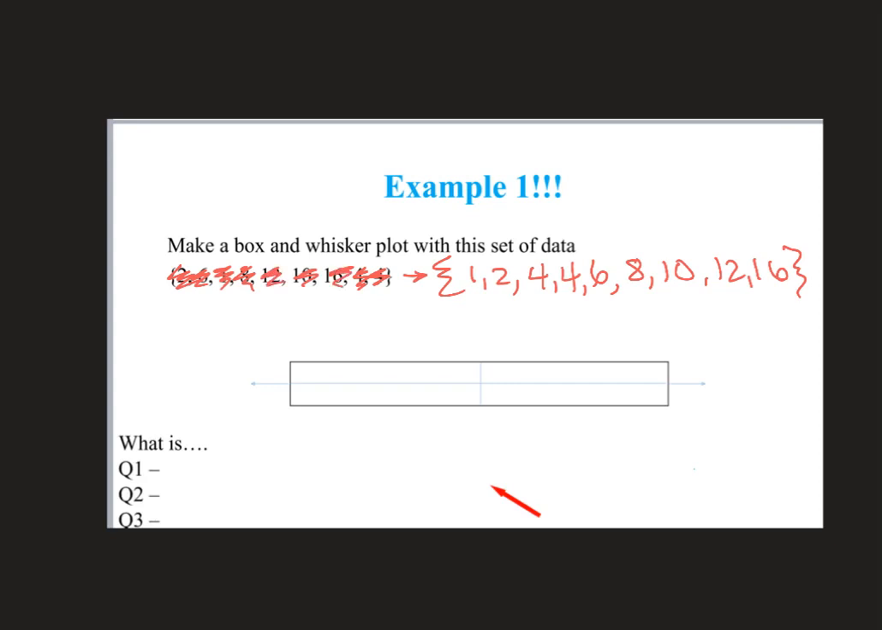Now remember, I have to find my Q2 first. Okay, so Q2 is my median. So I'm going to cross out 1, cross out 16, cross out 2, cross out 12, cross out 4, cross out 10, cross out 4, cross out 8. So the number I have in the middle is 6.